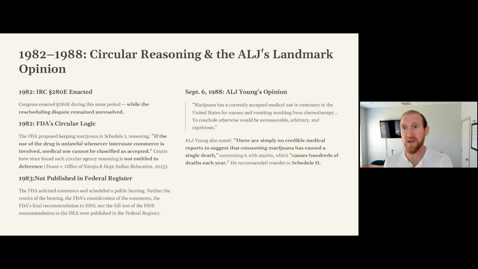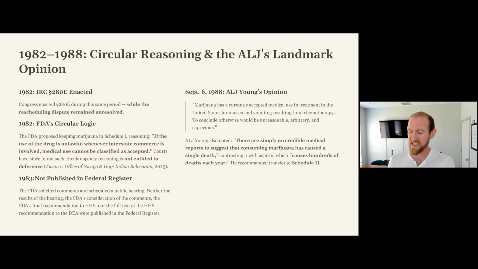So in 1983, the brief explained that the FDA solicited comments and scheduled a public hearing. Neither the results of the hearing, the FDA's consideration of the comments, and the FDA's final recommendation to the HHS, nor the full text of the HHS recommendation to the DEA were published in the Federal Register. I mean, from my perspective, they're just screwing these people over, anybody related to the cannabis industry at that time.